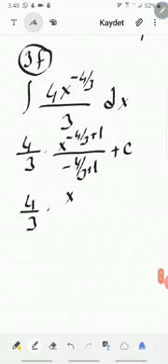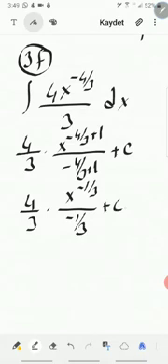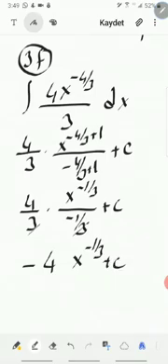We get x to the power minus 4 over 3 plus 1, we get minus 1 over 3, over minus 1 over 3 plus c. Okay, let's rearrange this. We have here 3 times minus 1 over 3, we get 1. We can have a cancellation here. Minus is in the denominator. We have the number 4. Minus 4 x to the power minus 1 over 3 plus c.